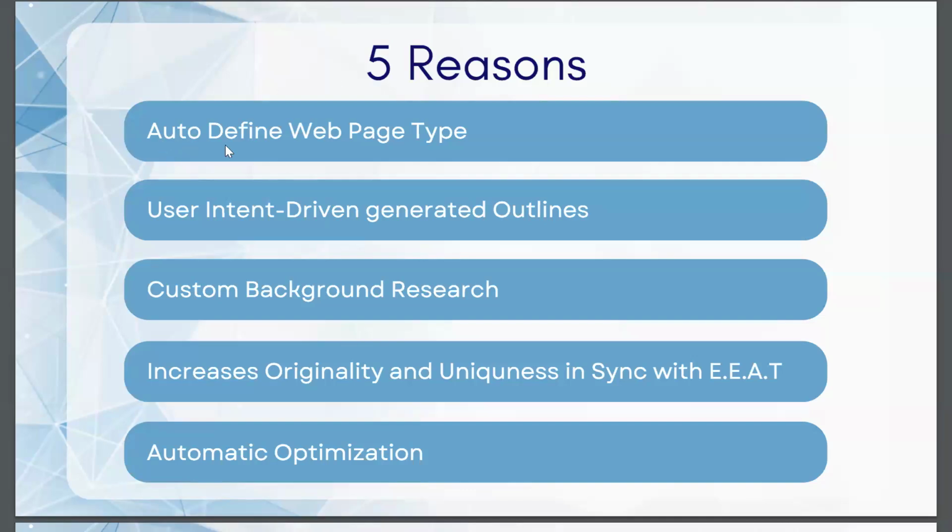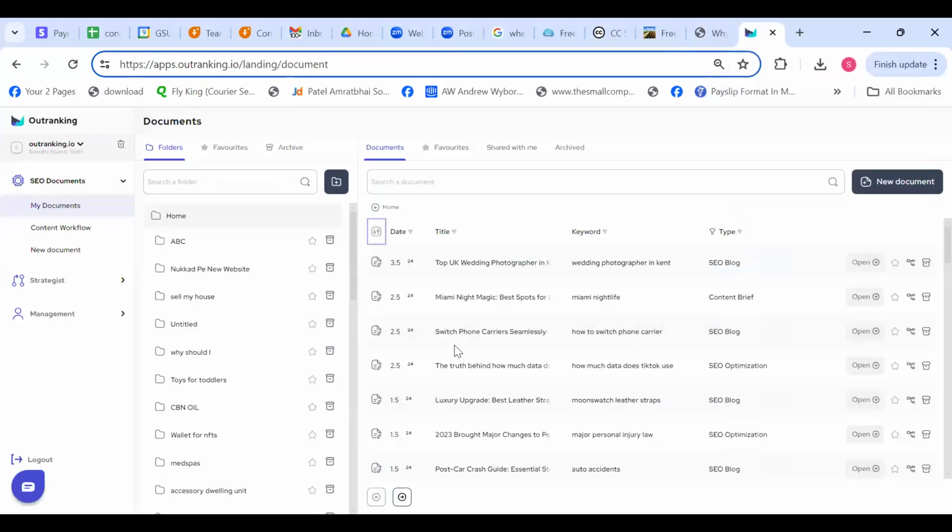The first thing is auto-defined web page type. Now let's get started, and this is the dashboard of Outranking. You will see all your documents here. You can create folders and organize them, creating structures for your documents according to your clients, and you can do all of that here.